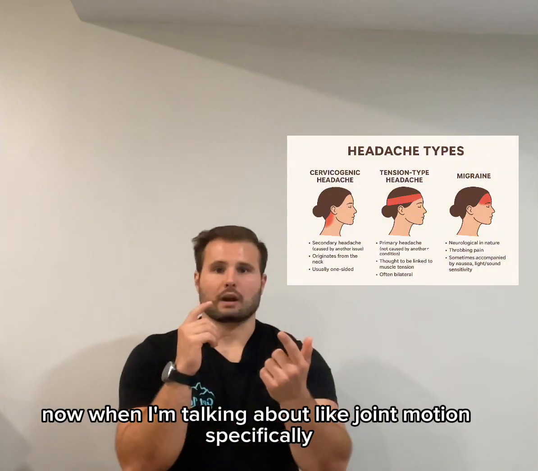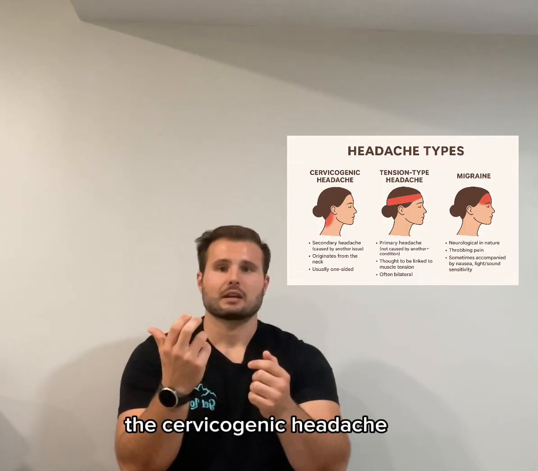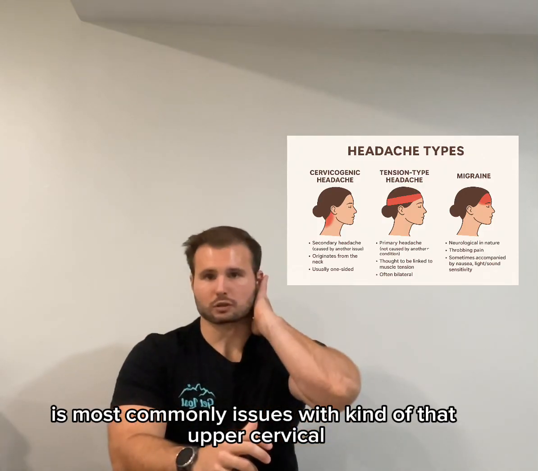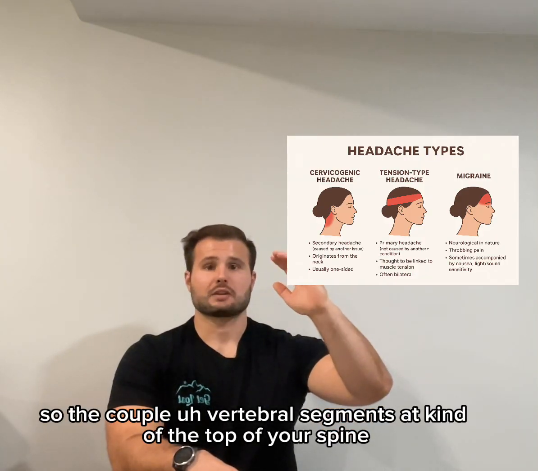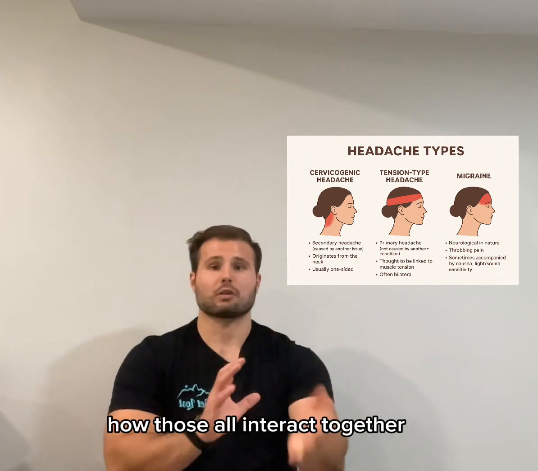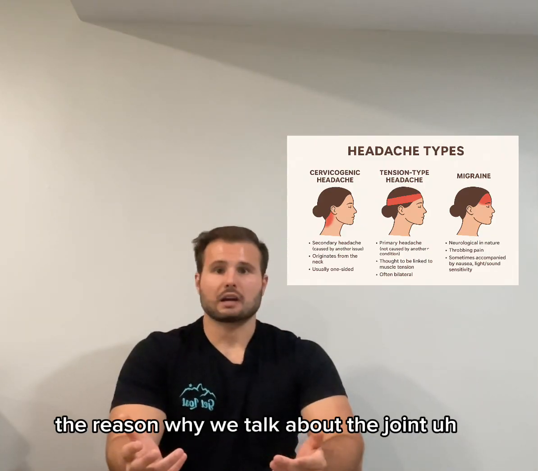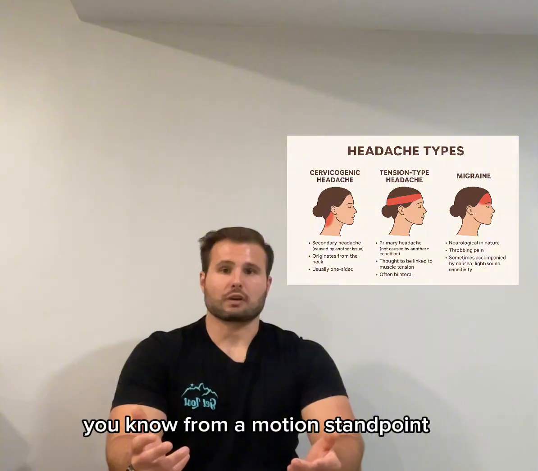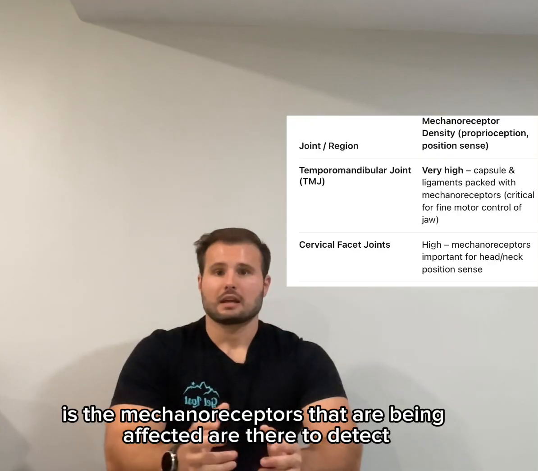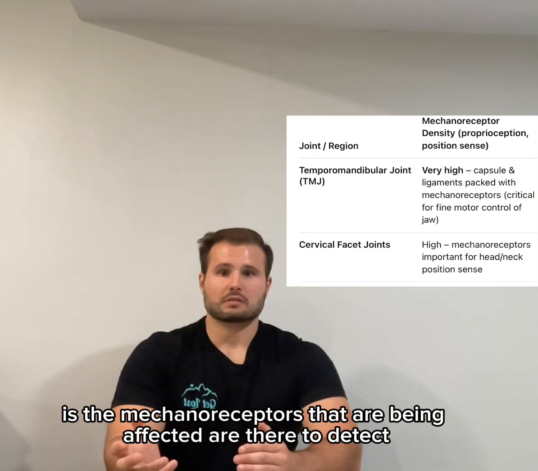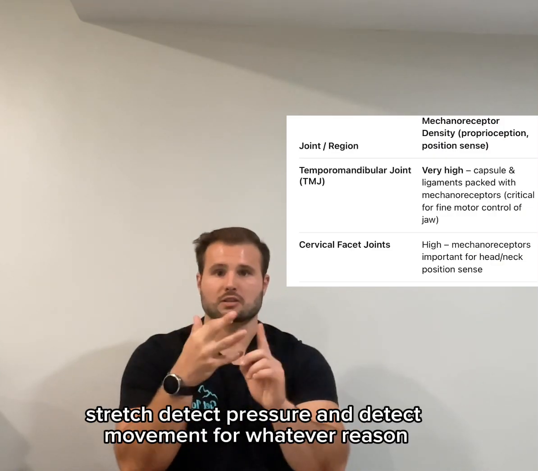Now, when I'm talking about joint motion, the cervicogenic headache most commonly involves issues with the upper cervical spine, so the couple of vertebral segments at the top of your spine and the base of the skull, and how those all interact together. The reason why we talk about the joint, either from a motion standpoint or what's going on inside the joint capsule, is the mechanoreceptors that are being affected are there to detect stretch, detect pressure, and detect movement.